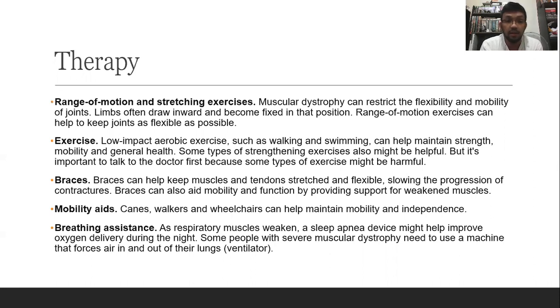Breathing assistance. As the respiratory muscles weaken, a sleep apnea device might help improve oxygen delivery during the night. Some people with severe muscular dystrophy need to use a machine that forces air in and out of their lungs, such as the ventilator. So this is the end-of-life complication of patients with muscular dystrophy. They may need breathing assistance later on if the respiratory muscles are already affected. And if they are going to need this, most probably the prognosis of the disease is going to worsen.